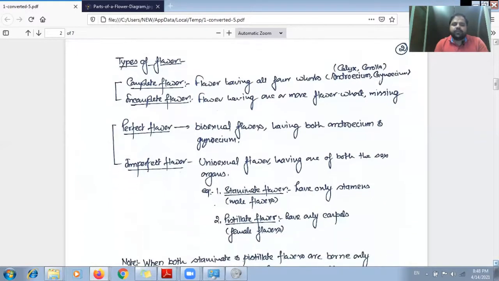Now, the flowers which are having only stamens or male reproductive part of the flower, then the flowers will be called as staminate flower. On the other hand, the flowers which are having the female reproductive part of the flower or carpels, then the flower will be called as pistillate flower.